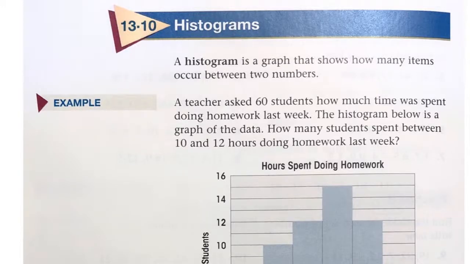Basic Math, Chapter 13, Section 10, Histograms. A histogram is a graph that shows how many items occur between two numbers. For example, a teacher asked 60 students how much time was spent doing homework last week. The histogram below is a graph of the data.